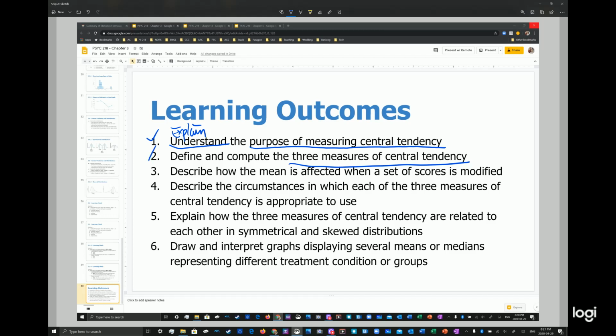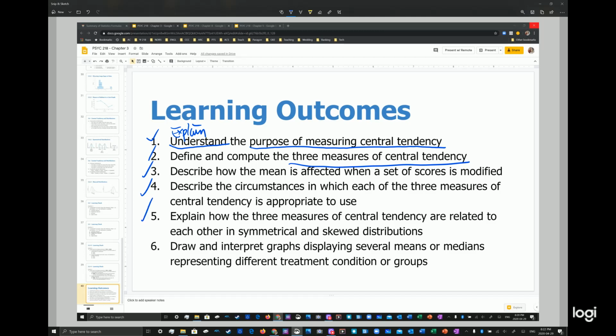Number 3, we have described how the mean is affected when the scores are changed somehow. Again, you could just change one score, add or subtract scores, or just change all the scores, by adding, subtracting by a constant, or multiplying, dividing them by something. Number 4, we have described the ways that how each measure of central tendency is used appropriately and the ways it could mislead. So you can refer to that in the table.